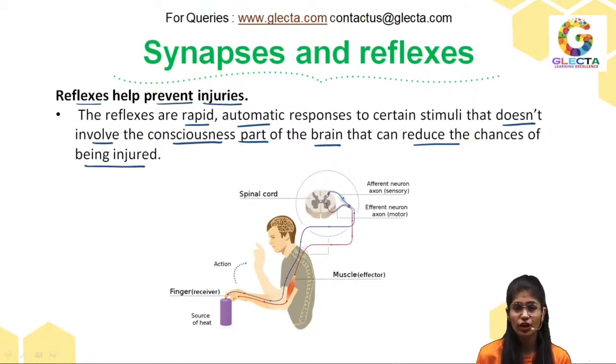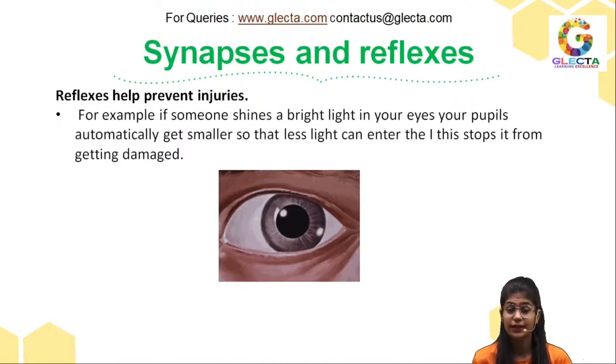If your brain worked with the conscious part, it would have to realize that it's hot first. Once it does, that is when your body is going to react. So it's going to be a little slower if we involve our conscious brain. Instead, we got the unconscious part of the brain involved: you touch it, your brain sends the signal, and you retrieve your hand back without even telling the conscious part of your brain. This is a very classic example.